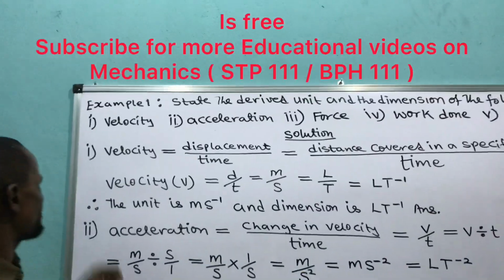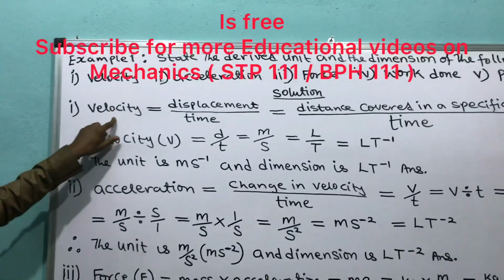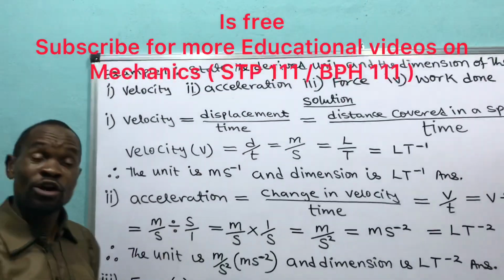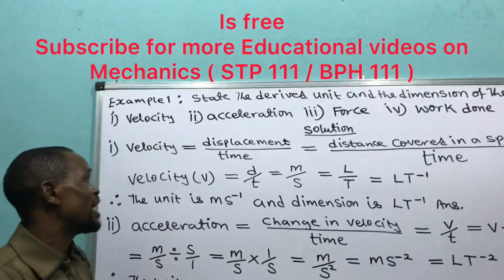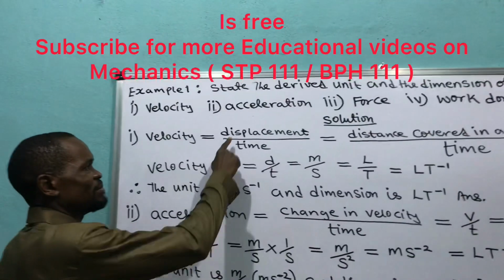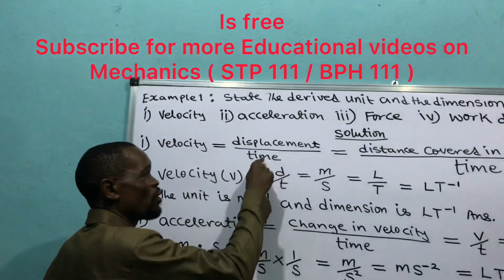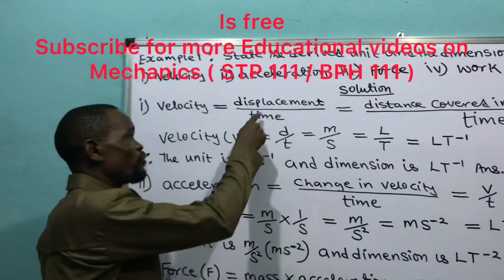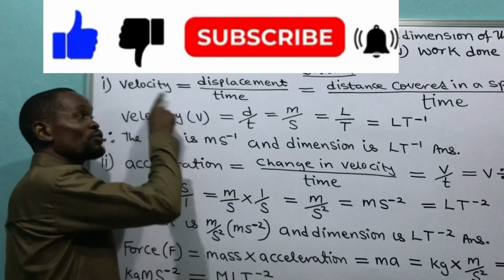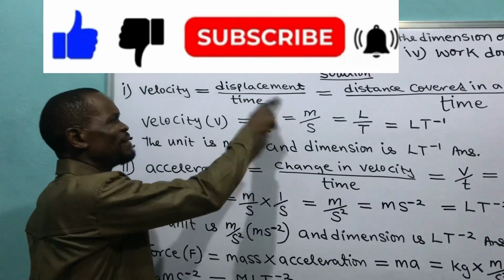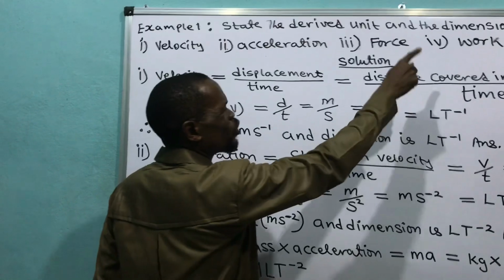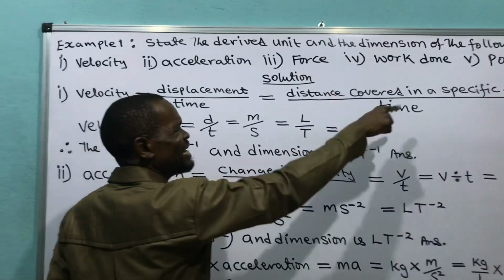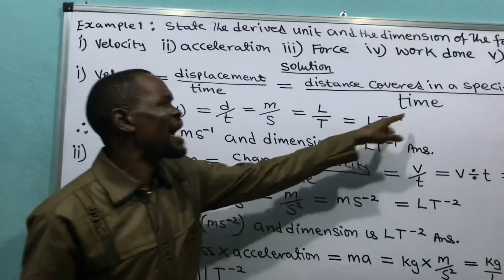Solution. Remember that velocity is equal to displacement over time. Velocity is a vector quantity, and what makes it a vector quantity is that it is displacement over time. Displacement is also a vector quantity, therefore dividing it by time gives velocity, which is a vector quantity. Displacement is the same thing as distance covered in a specific direction, over time.